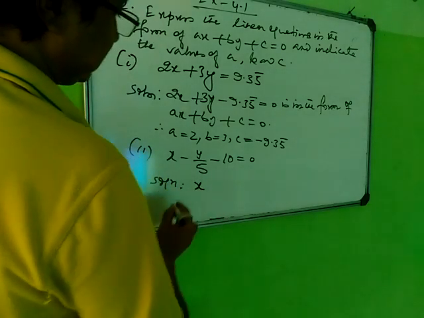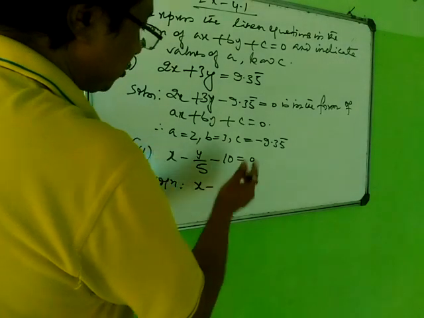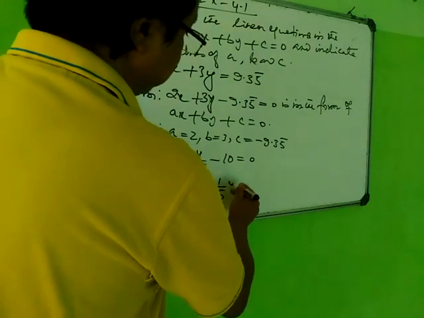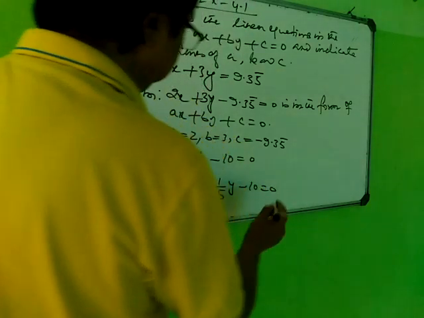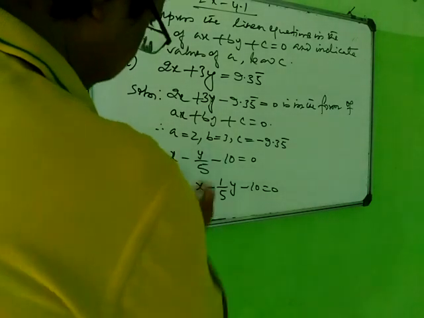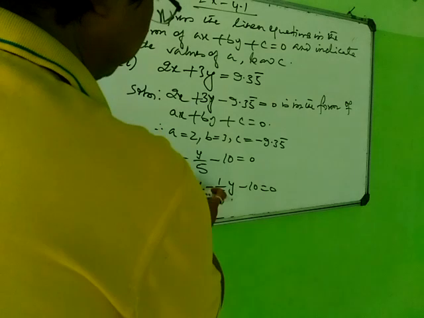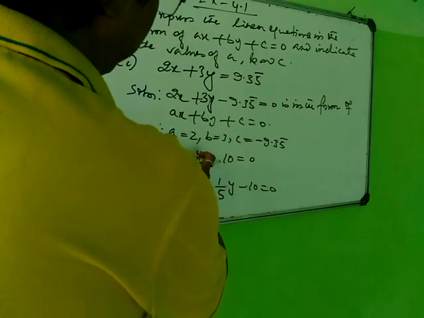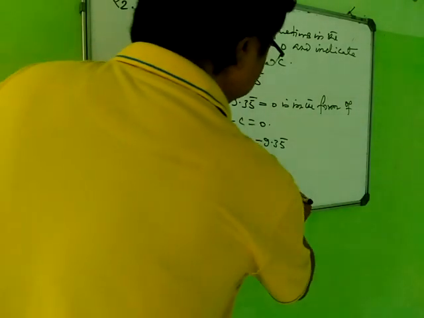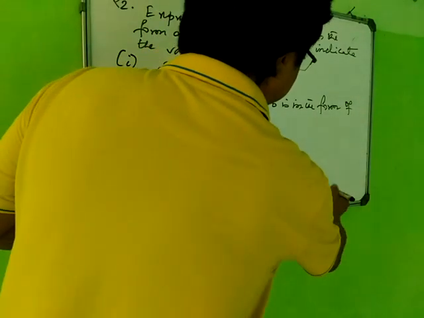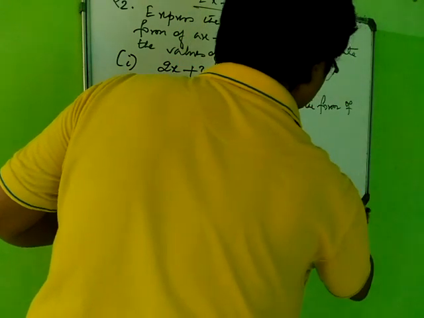So here x, minus, so there is 1 by 5 and then y. So minus 10 equals to 0, because the coefficient of y is 1, so that will be minus 1 by 5 y minus 10 equals to 0. So it is in ax plus by plus c equals to 0 form.